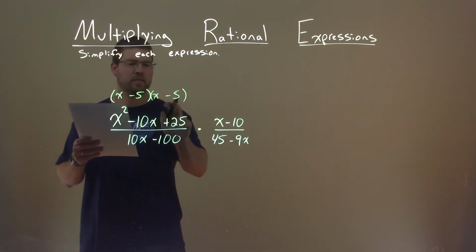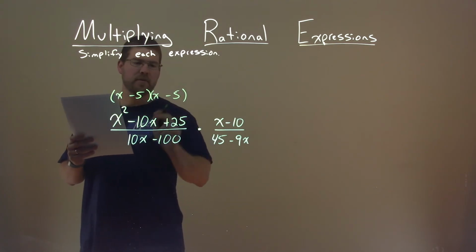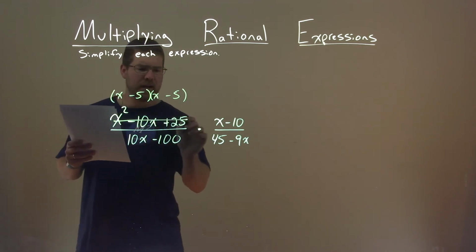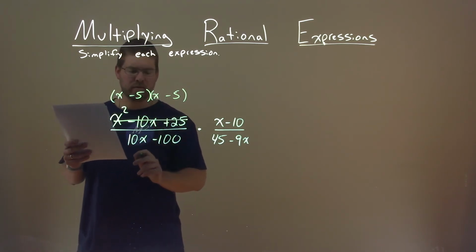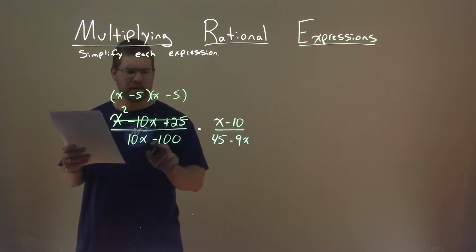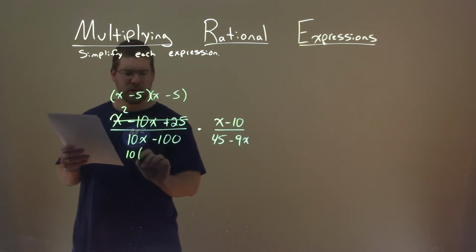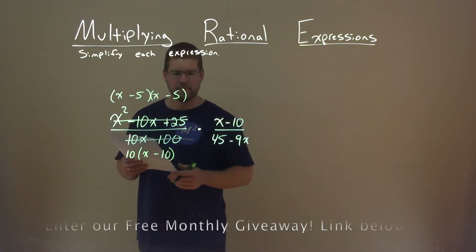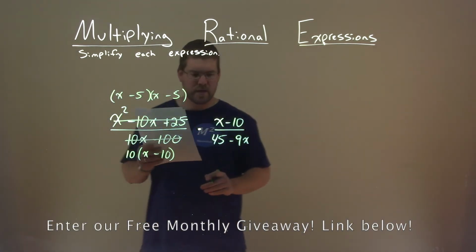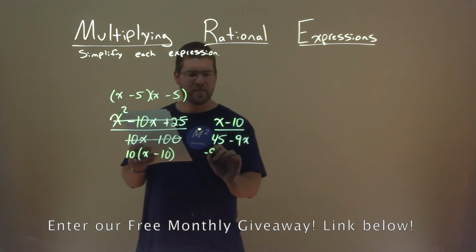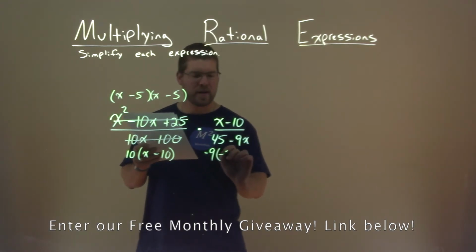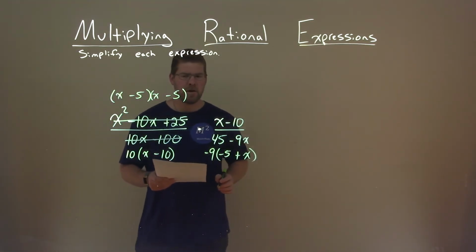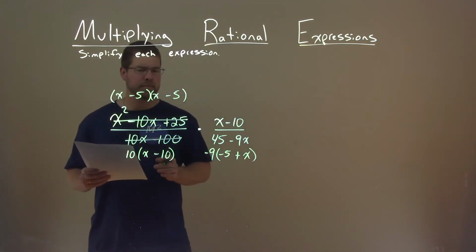Minus 5 times minus 5 is 25. Negative 5 plus negative 5 is a negative 10. All right, so we can replace that and just rewrite it in factored form. Same thing here. I can pull out a 10 from both parts. Pull out a 10, and I'm left with, well, x minus 10 here, so replace that. Now 45 minus 9x. If I pull out a negative 9 from both parts, I'm left with a negative 5 plus x, okay?